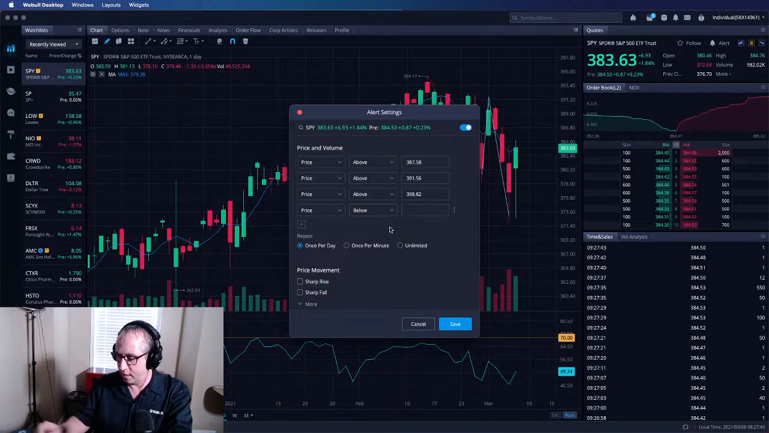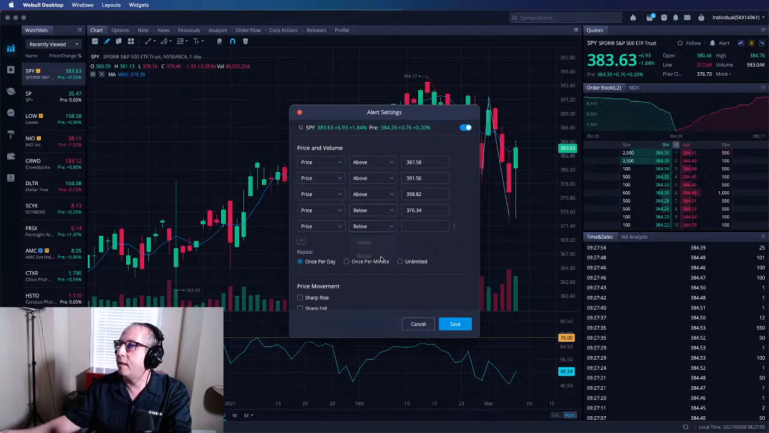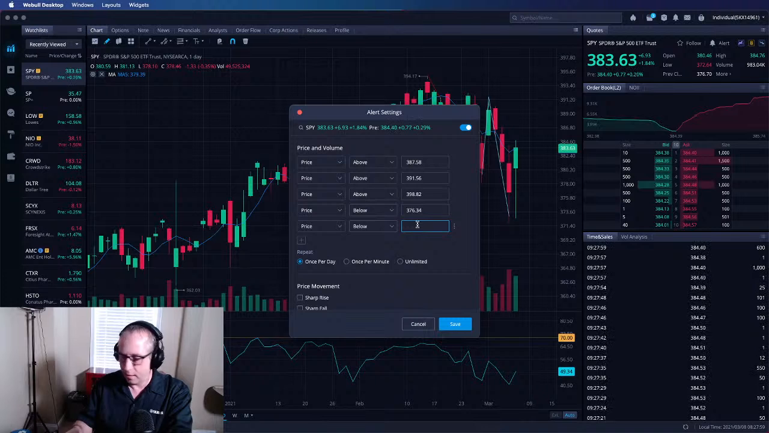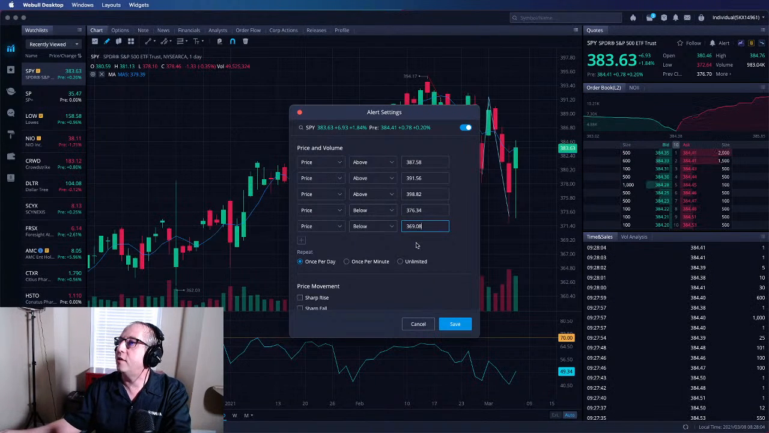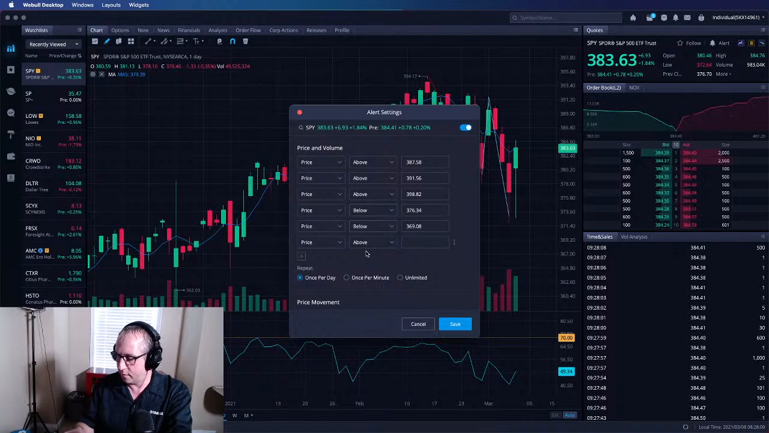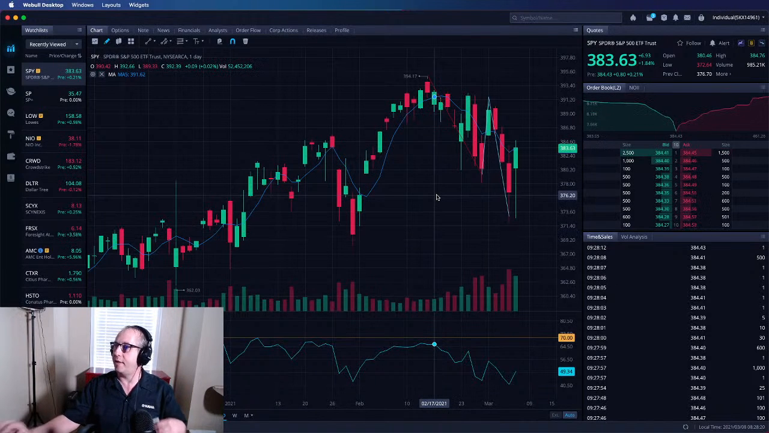Okay. So now a bearish level. Below support 1 on the SPY is 376.34. And I should have had these set up ahead of time. Sorry about that. And below is 369.08. Boy, we're about to open here, so I better get this going. It's below 369.08. All right, so I have all those indicators set up and ready to go.